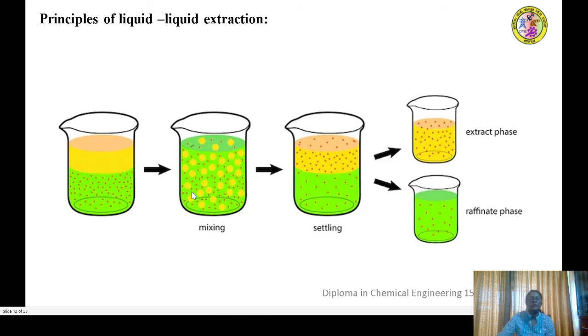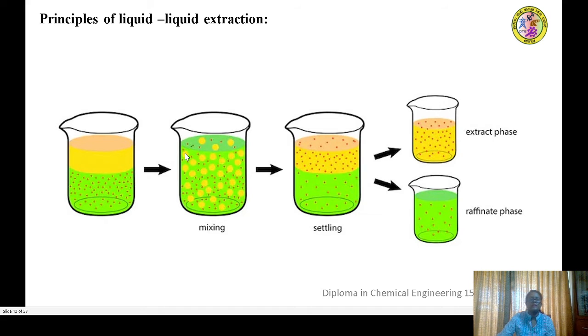When you add the two in a single vessel, since both are immiscible, they will not dissolve in each other. So they will stand as two separate layers. So here, to establish proper contact between the two, you need to agitate the entire mass. That is very important since the two phases are immiscible in each other. The proper contact between the two phases can be achieved only by mixing the whole mass.